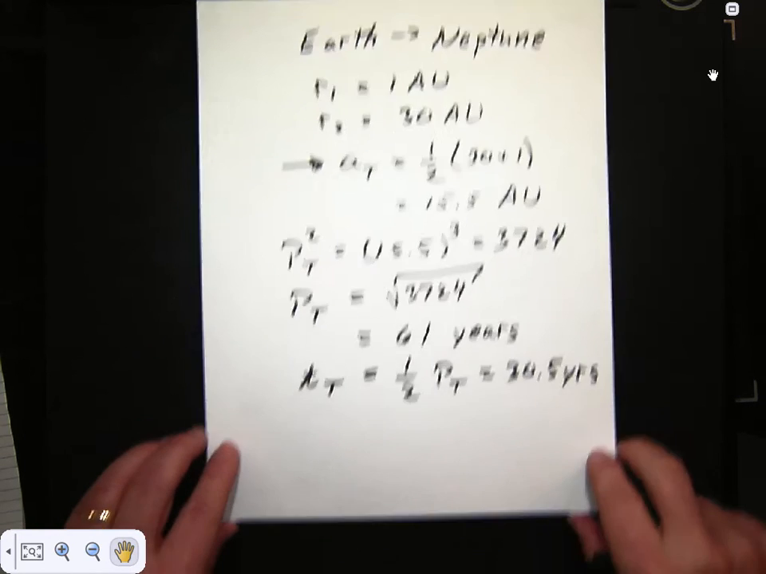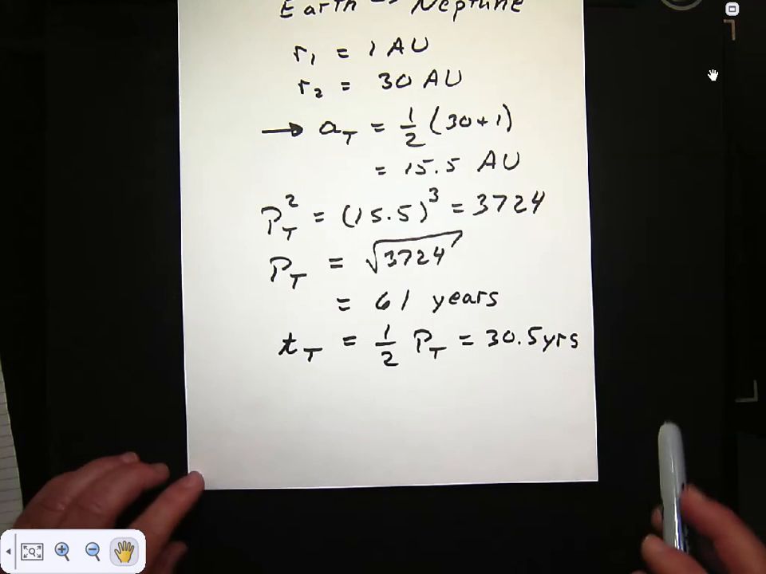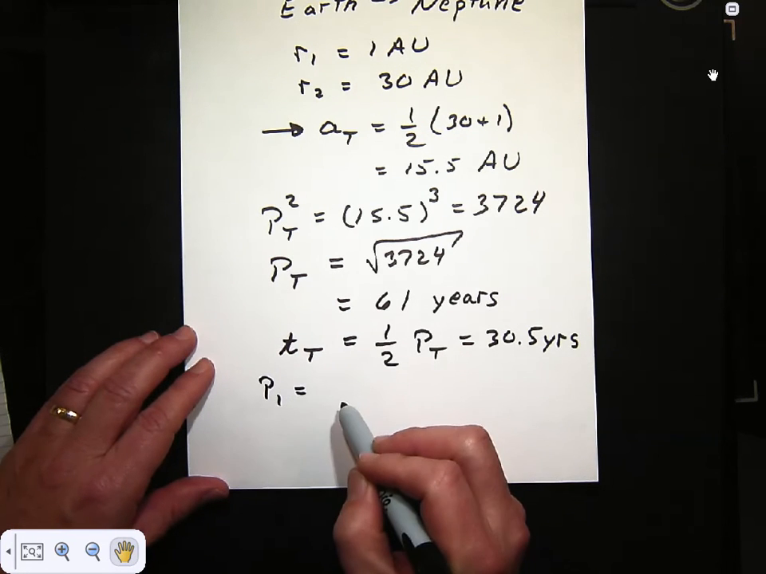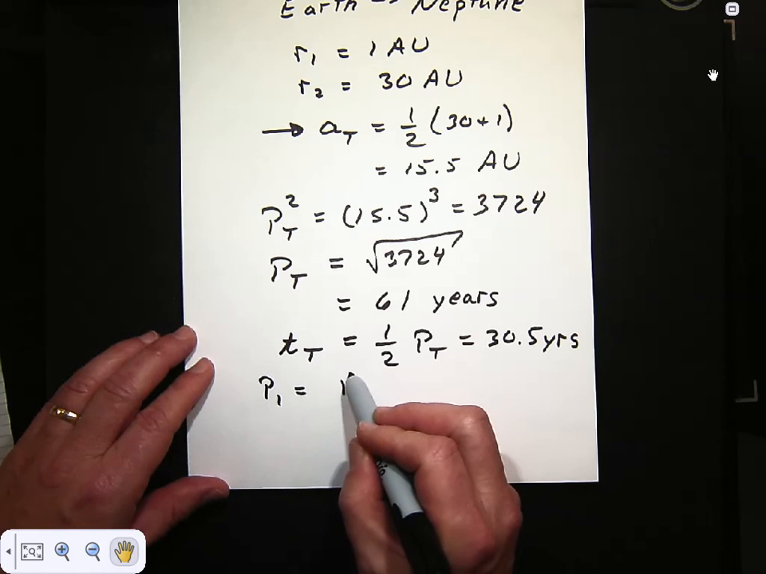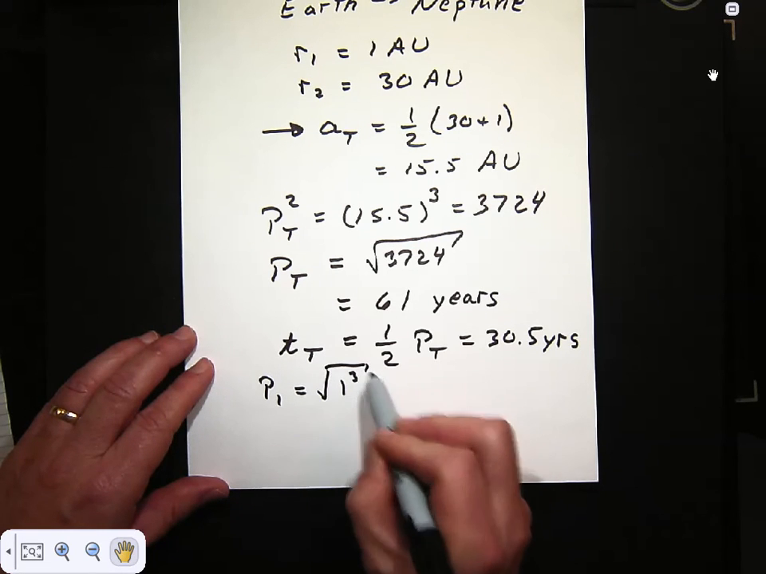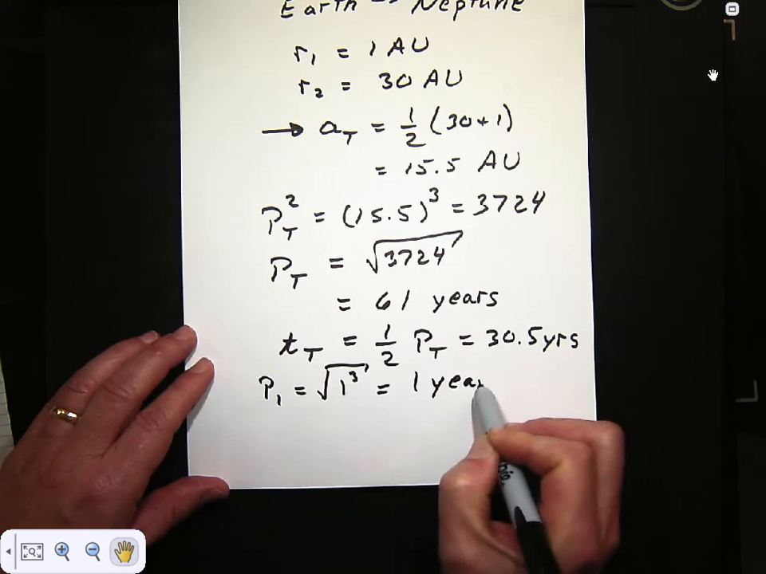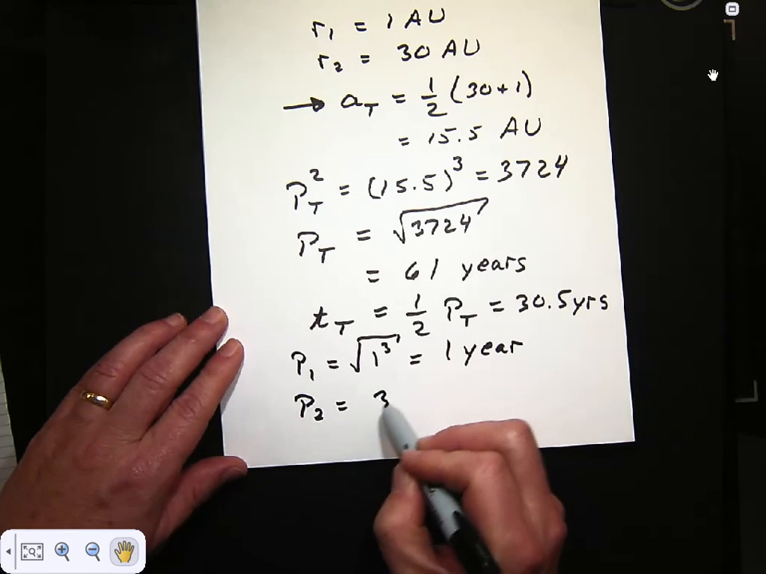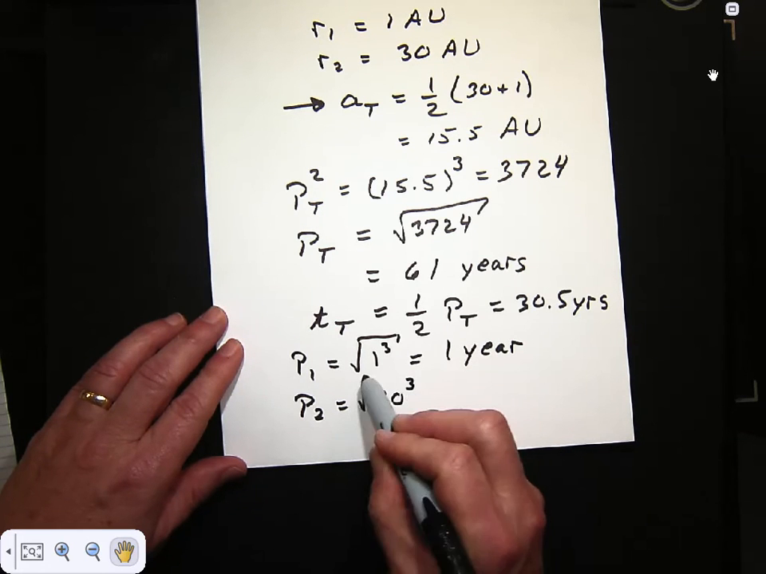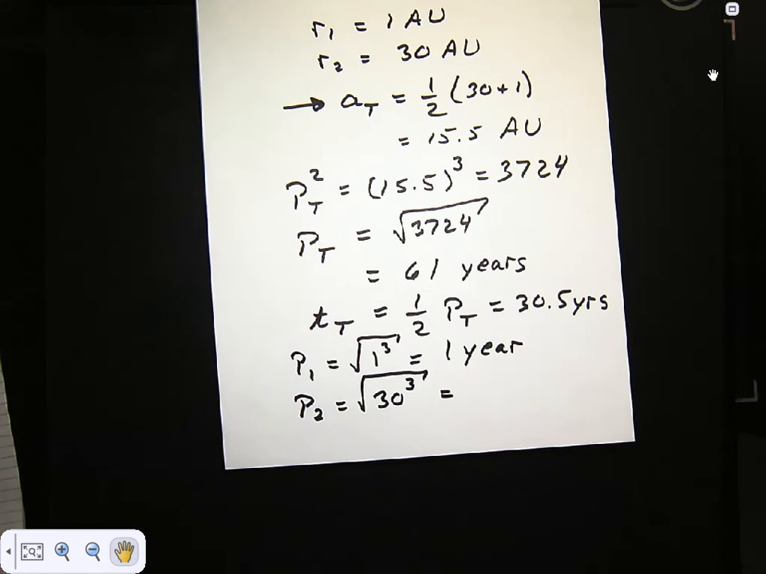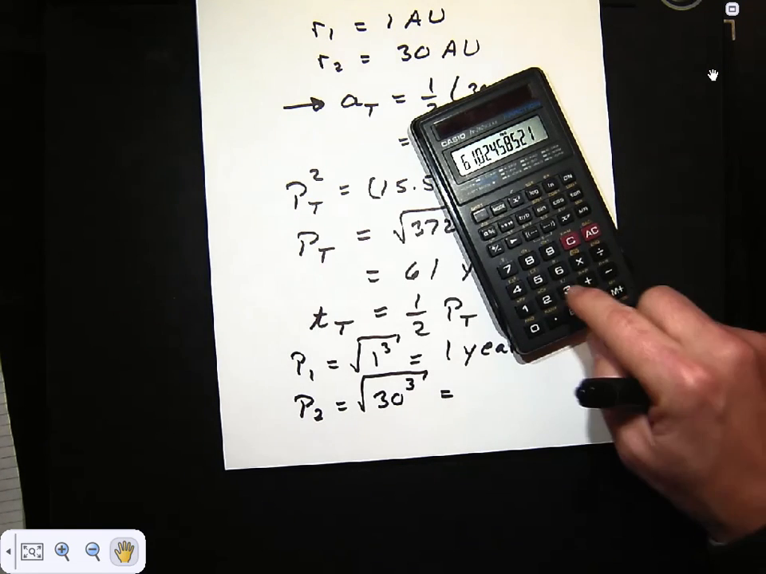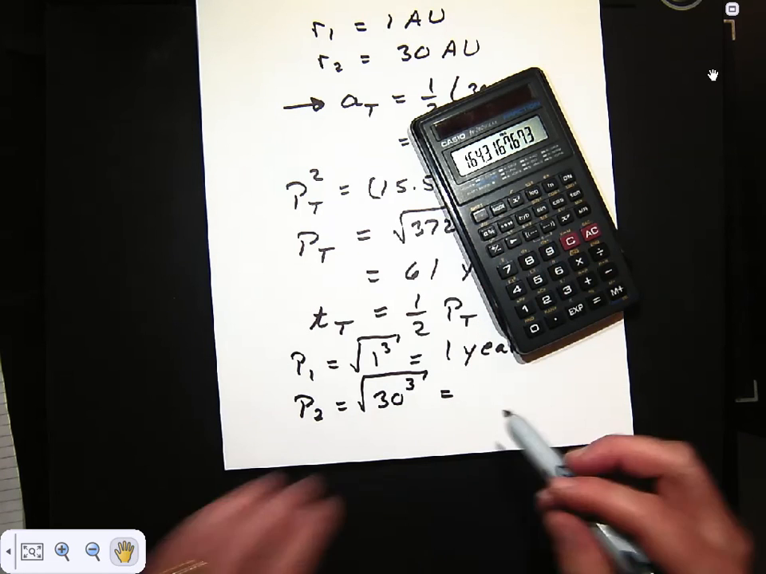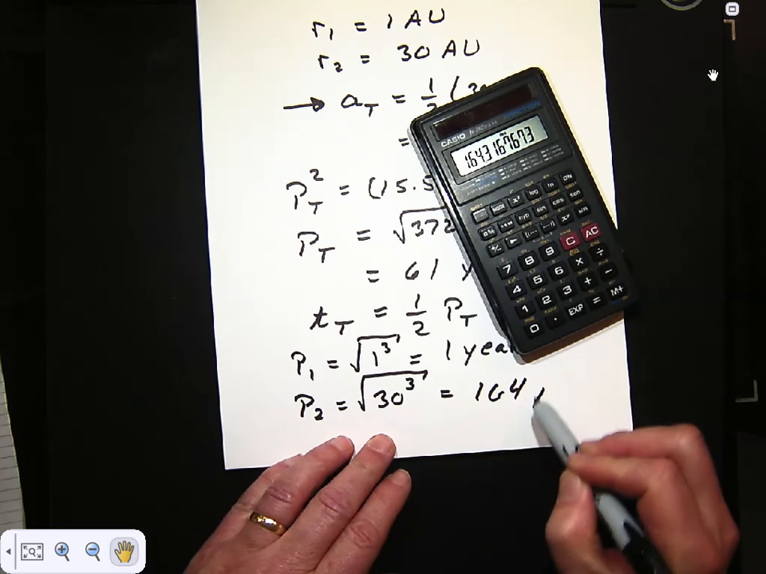By the way, it's worth pointing out what are the periods of the individual planetary orbits. Well, we know in this case for the Earth, number one, p squared equals a cubed. We have 1 AU cubed. Then we're going to take the square root. That's going to be 1 year. Of course, the Earth takes 1 year to get around the Sun. In the case of Neptune, what we have is 30 cubed. We're going to take the square root of that. And the number we get for Neptune, 30 cubed, square root, is 164 years.